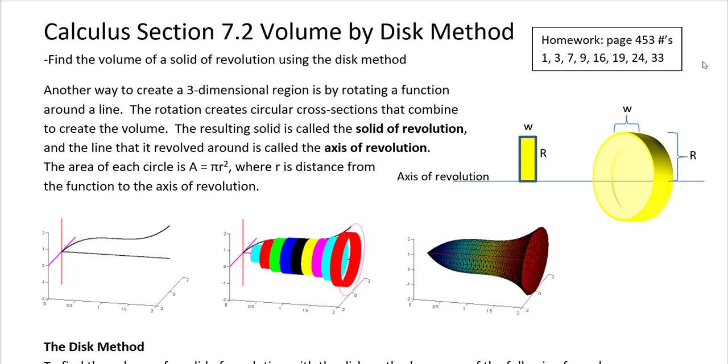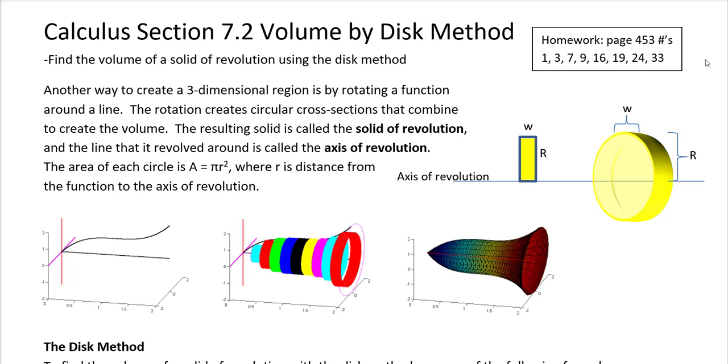Section 7.2, volume by disk. This is the disk method. We're going to find the volume of a solid of revolution using the disk method. Basically, last section we did cross-sections with different shapes, squares and whatever.